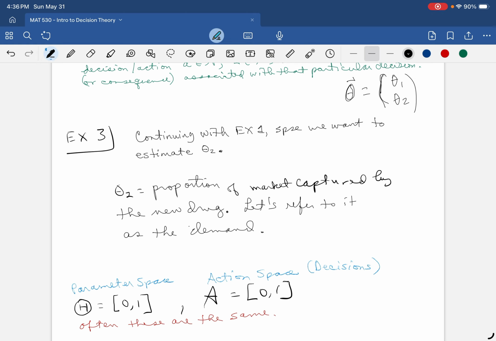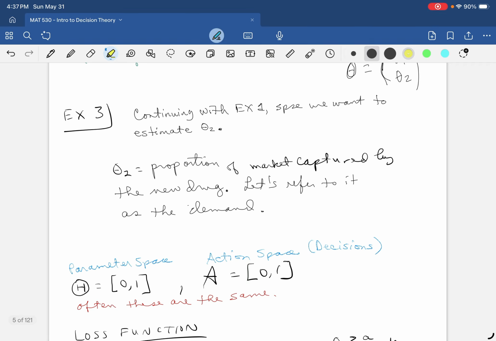And then theta 2 is what we want to focus on here. Theta 2 is the proportion of the market that will be captured by the new drug. So essentially that's the demand. And I think that's what the book refers to it as. So since theta 2 is a proportion, the parameter space and the action space both will be the closed interval from 0 to 1. And as you see there, often those two are the same.